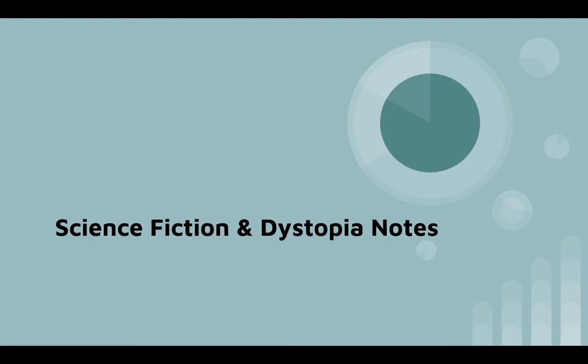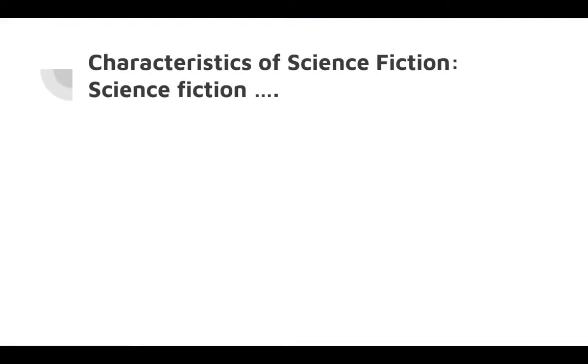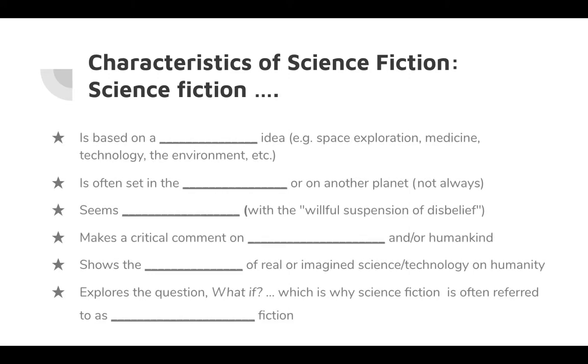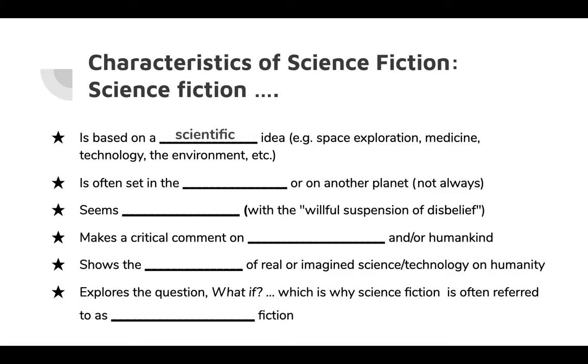All right, so let's start with science fiction. What defines science fiction? So these are the typical characteristics of most science fiction. Science fiction is based on a scientific idea, even if it's really far-fetched. It's different from fantasy, which relies on things like magic. Science fiction always has kind of a scientific basis. Space exploration, medicine technology, the environment, etc. It's often set in the future or on another planet. Not always, but most of the time it's set in the future or on another planet.